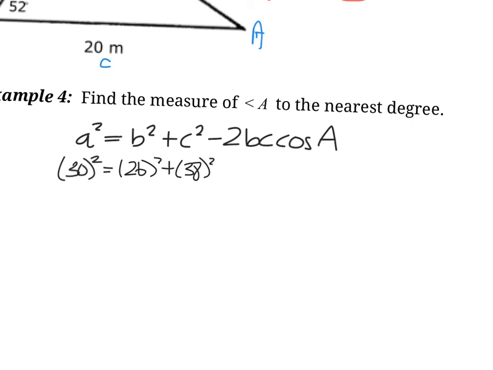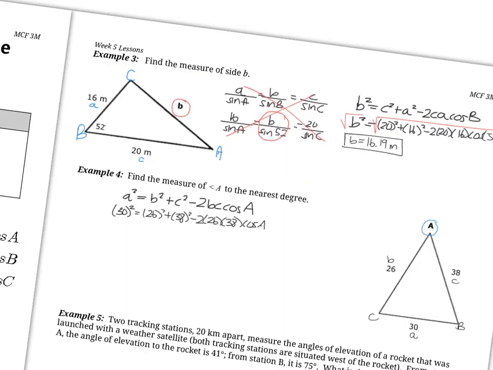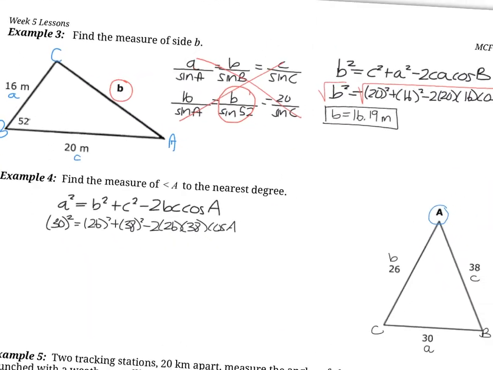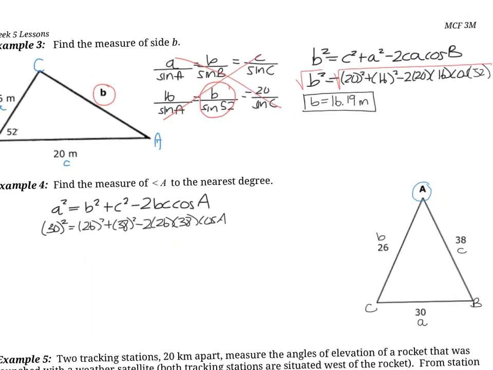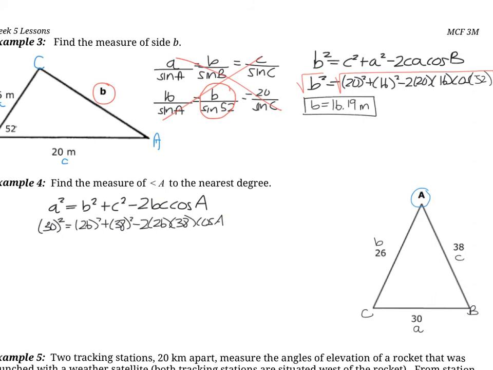Okay, so let's keep on filling it in. Next we have -2 times b, which is 26, c, which is 38, and we don't know angle A. That's what we're looking for. It's going to be so tempting to throw this all into the calculator just like above. But let's zoom out here. Can you see the difference between what we did in the previous example versus here?